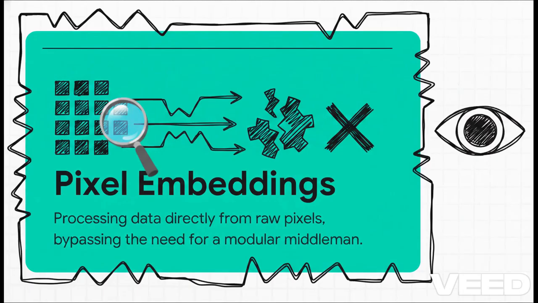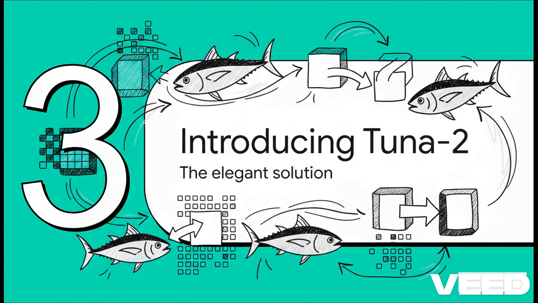Now, on the flip side, we have Pixel Embeddings. This is a method of processing data directly from the raw pixels of an image, completely bypassing the need for a modular middleman. If the vision encoder was like relying on a translator, Pixel Embeddings are like being a native speaker. You are looking directly at the source, the raw pixels, and understanding them natively, instantly, without anyone getting in the way to interpret them for you. And this brilliantly sets us up for Section 3, introducing Tuna-2.